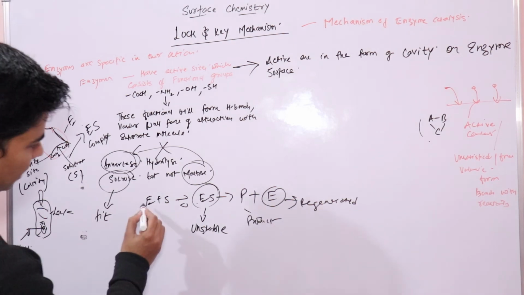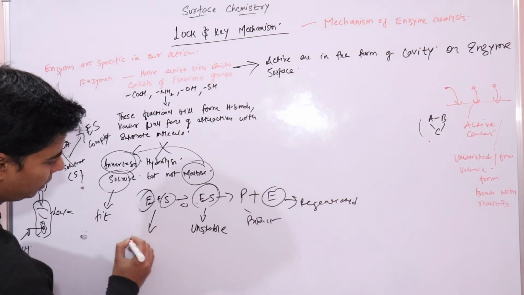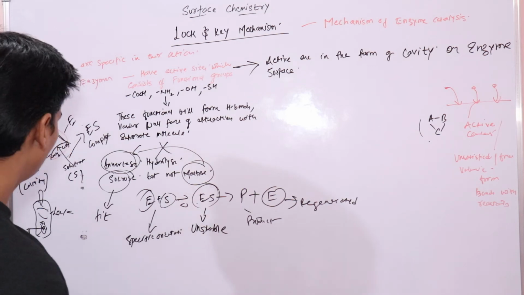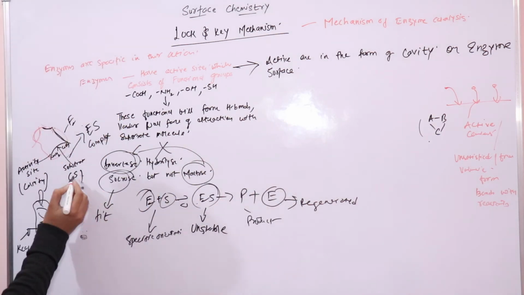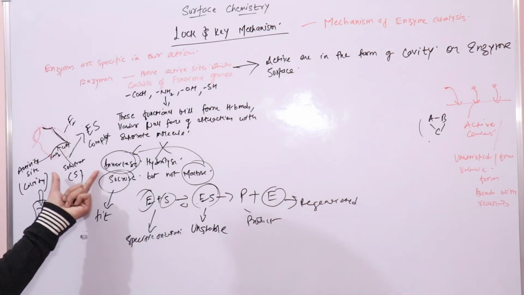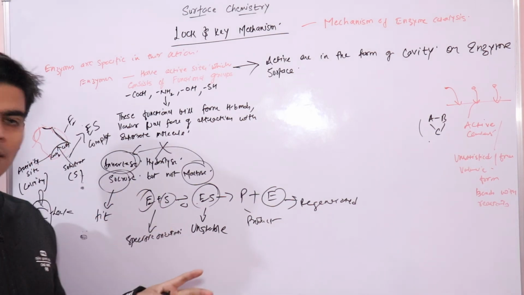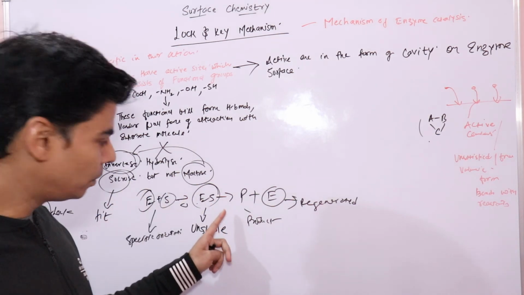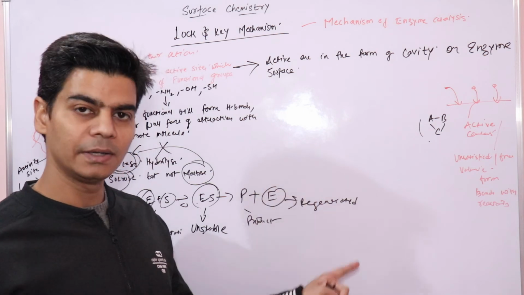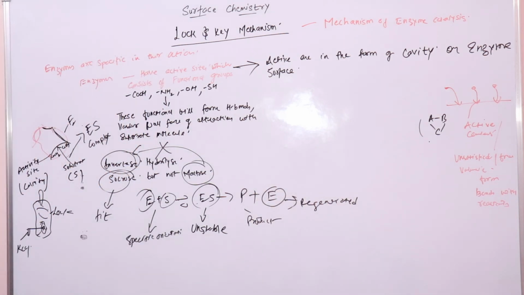And the enzyme and your substrate should be in a specific orientation, right? Only when the substrate and the enzyme are in that favorable orientation can the substrate fit into the enzyme, and only then will the enzyme substrate complex get formed, which will later dissociate into product and enzyme, hence regenerating the enzyme. So this is your lock and key mechanism of enzyme catalysis, right?